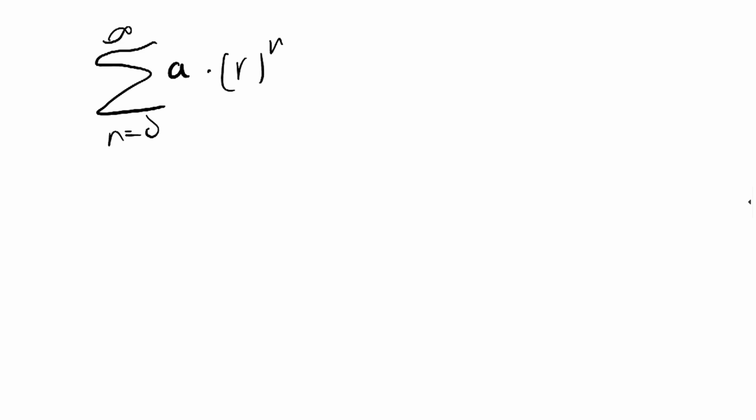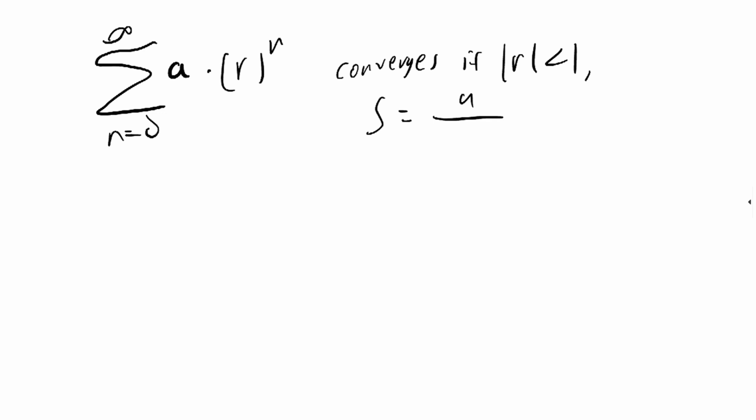So in this case, we have our geometric series, and the condition was that this series converges if the absolute value of r is less than 1, and the sum is equal to a over 1 minus r, right? And yeah, in this case, how can we extend this idea even further?